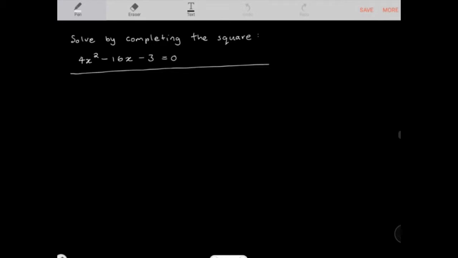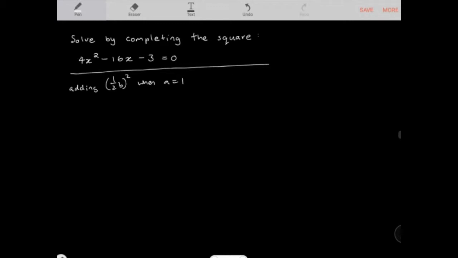Okay, let's take a look at solving quadratic expressions that can't be factored. One way we're going to solve this is by completing the square. So recall that we can complete the square by adding 1/2 b squared when a is equal to 1.